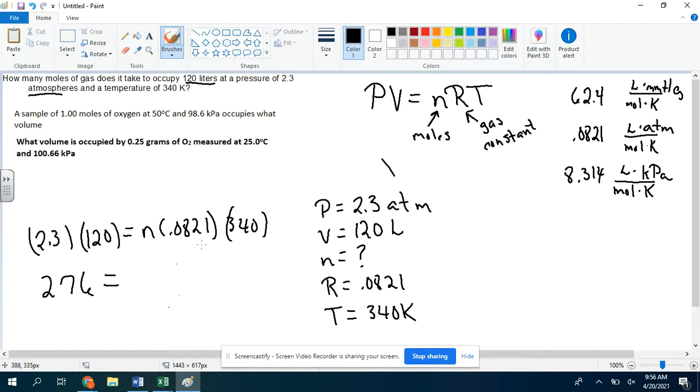You can go ahead and combine these two. So 340 times 0.0821 is 27.914 N. I just rewrote N. So then all you have to do is divide over. Our unknown is here, so you always divide away from the unknown. So 276 divided by 27.914. So N equals 276.